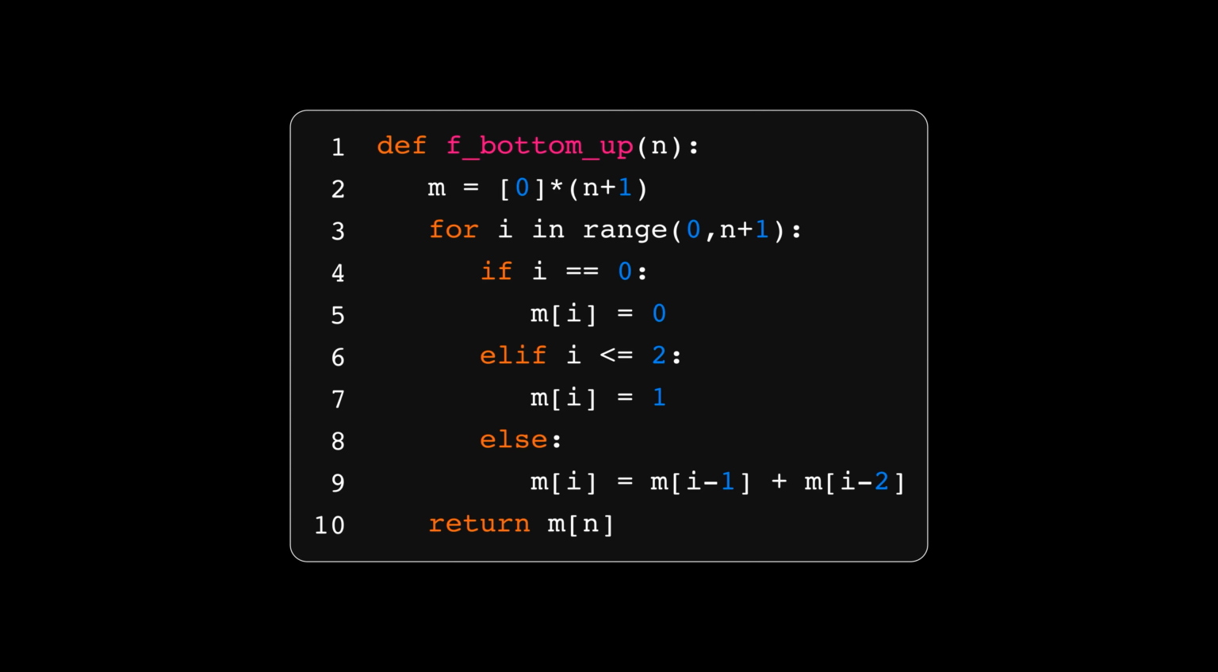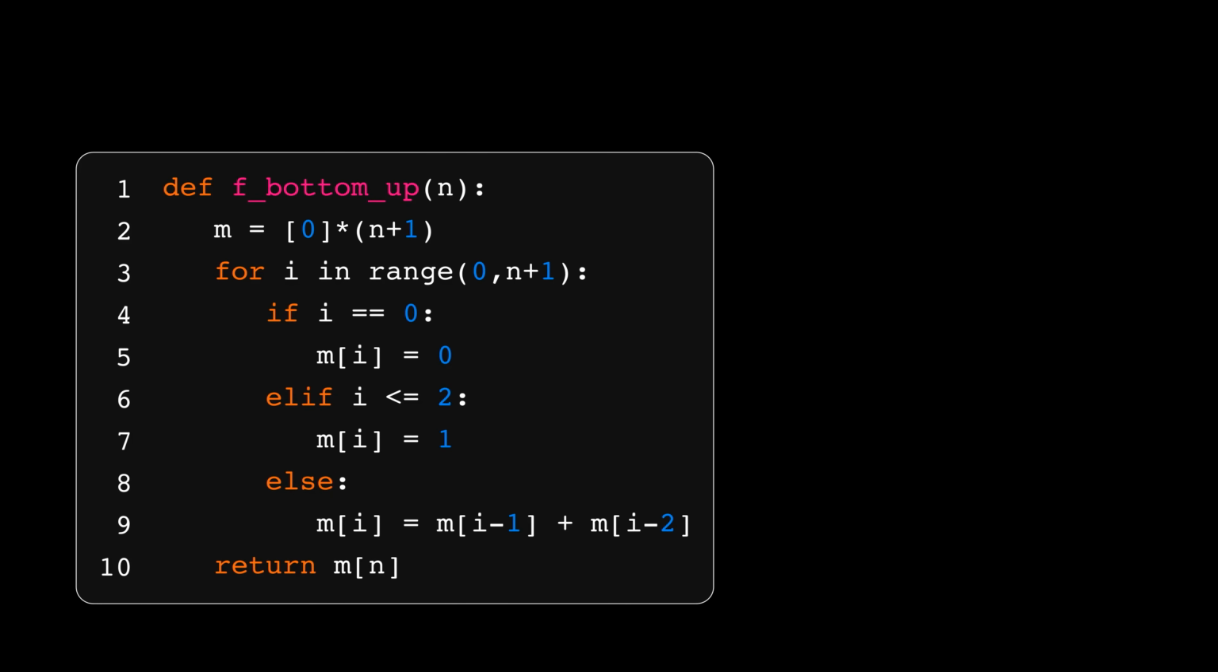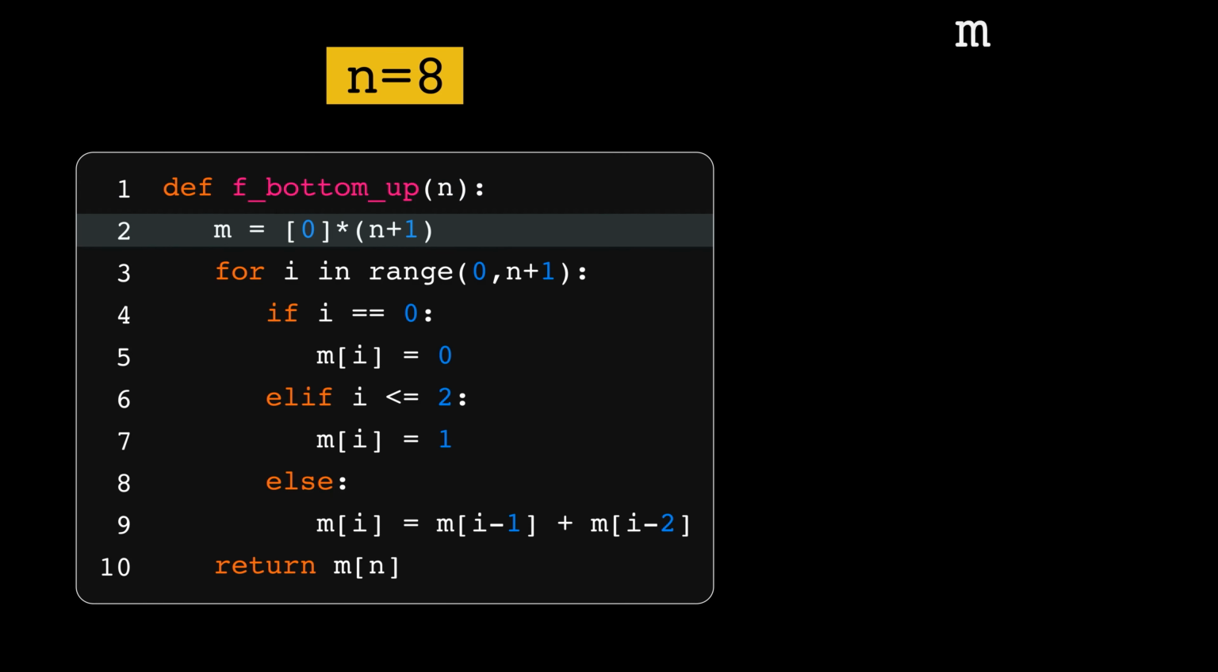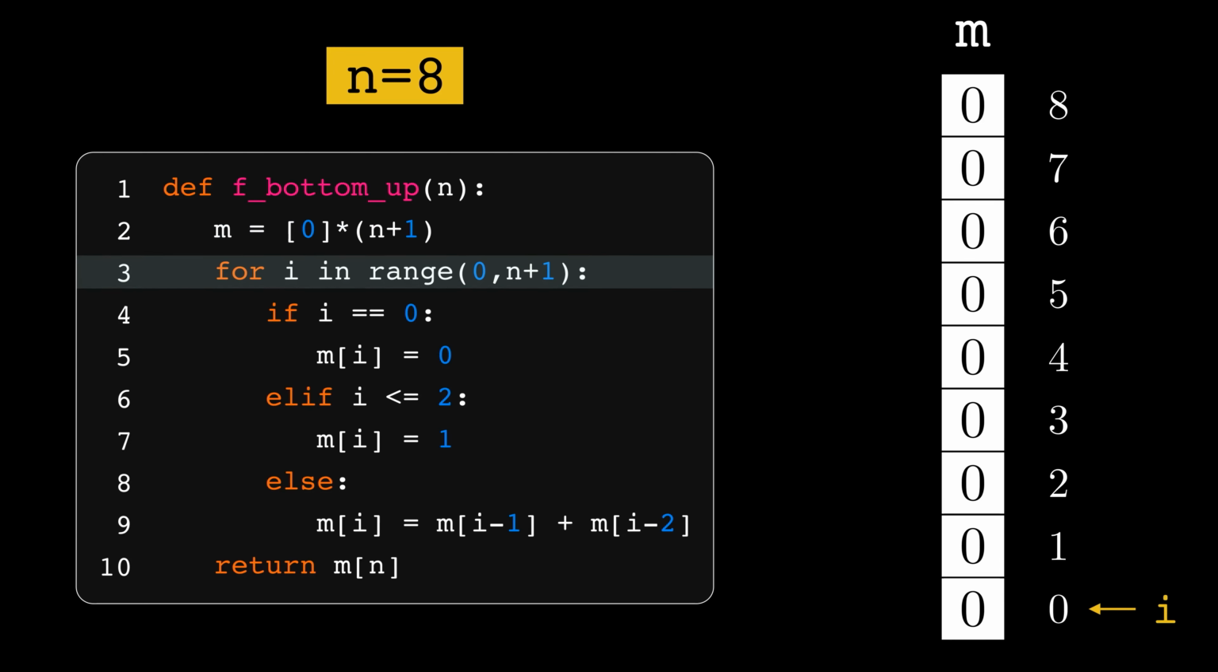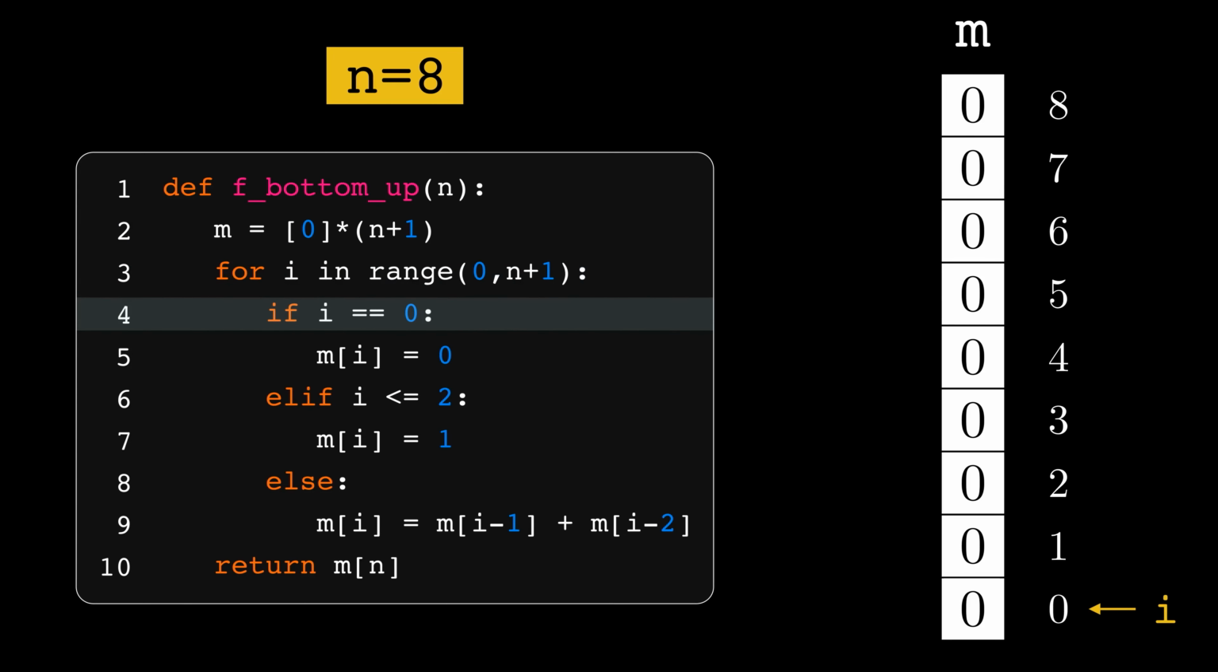Now let us apply this function on a very simple example to see how this function actually works. Let's say we want to calculate the 8th Fibonacci number. The first step now is to create an array with 8 plus 1 elements, so with 9 elements containing only zeros. Now we enter the for loop. We see that i is equal to 0, so we initialize m of i with 0.